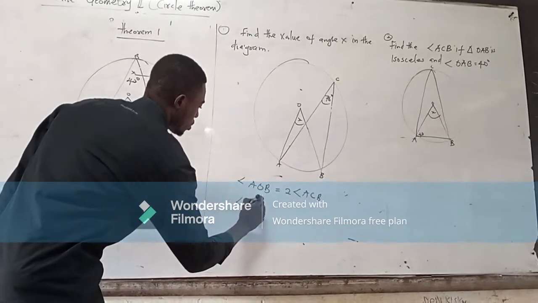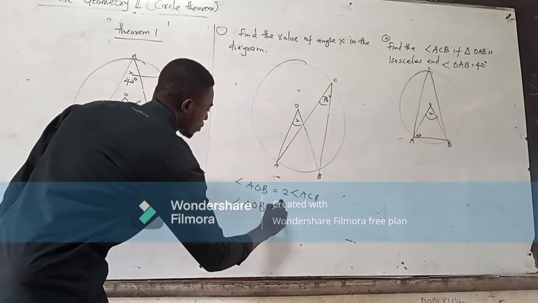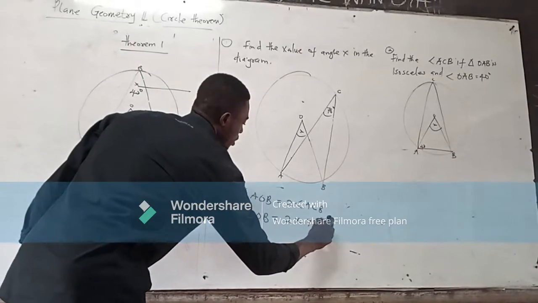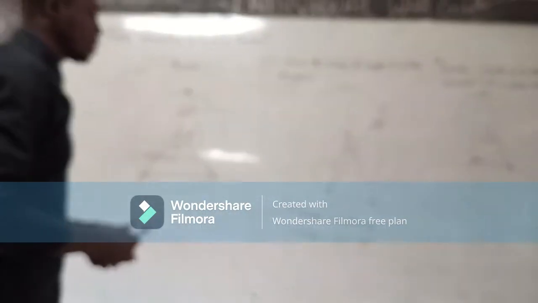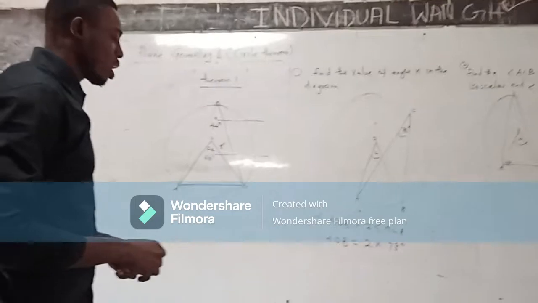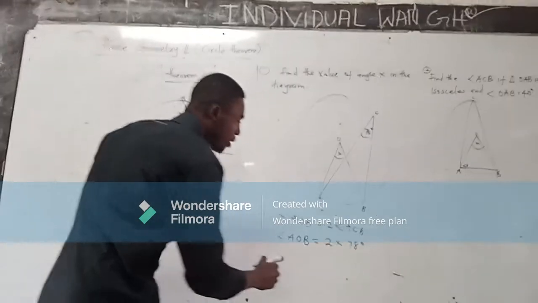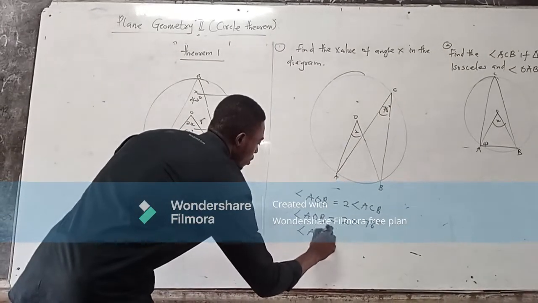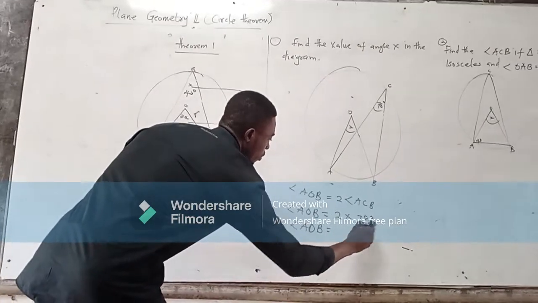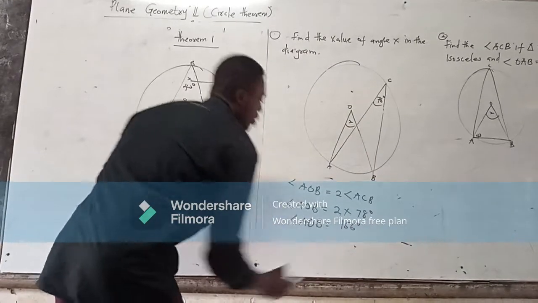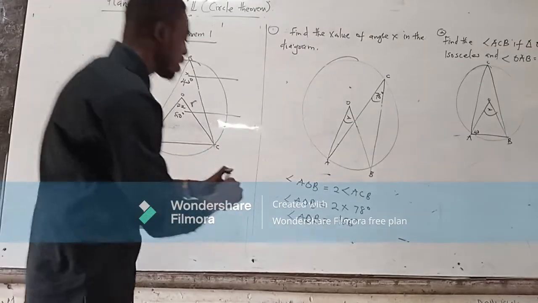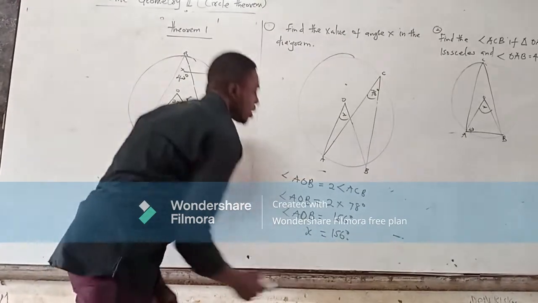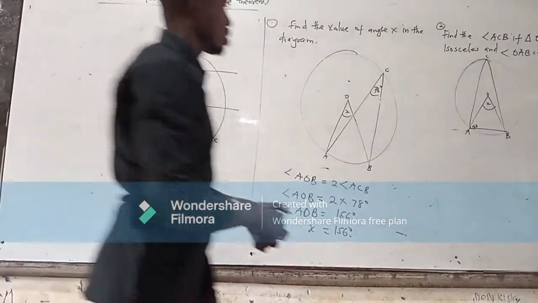So angle, this one is going to be 2 times the 78, right? So the 2 times of the 78 means that we are going to have what? 156. So angle 156 degrees. So that is it. So means that x is equal to 156 degrees. So that is the first one. Let's go to the second one.